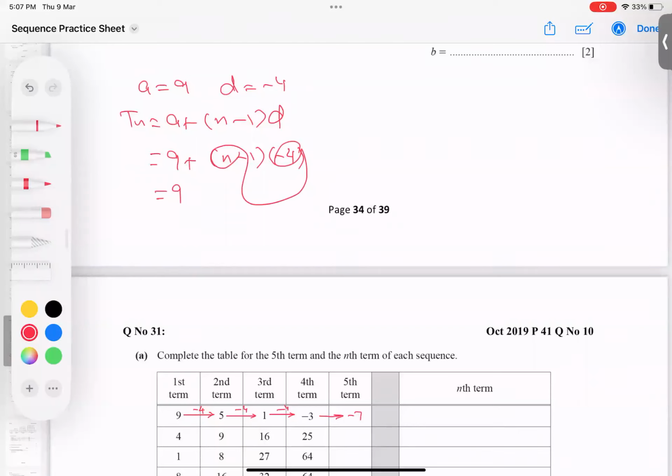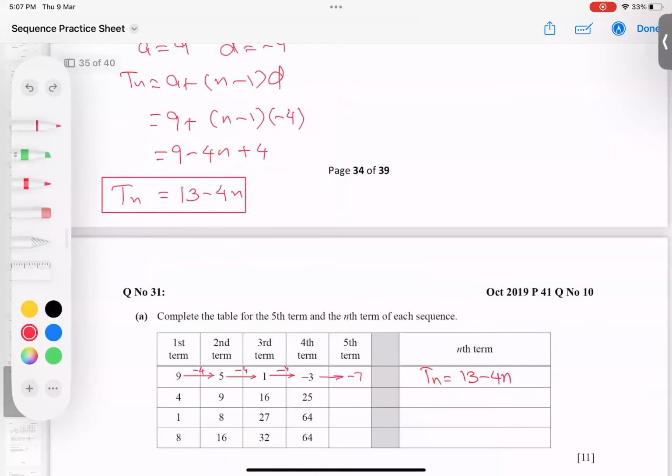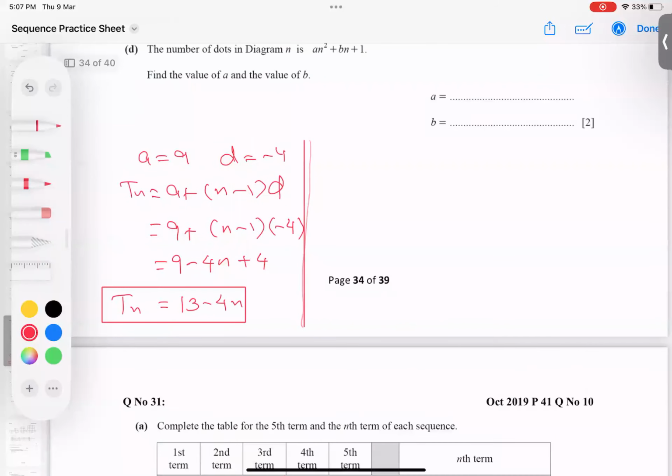Minus 4 times n will give you minus 4n. Minus 4 times minus 1 gives you 4. So in the last and final form, I get 13 minus 4n. Alhamdulillah, I believe you got the point very clearly. 13 minus 4n. So sequence 1 is over. One minute, sequence number 1 is over.